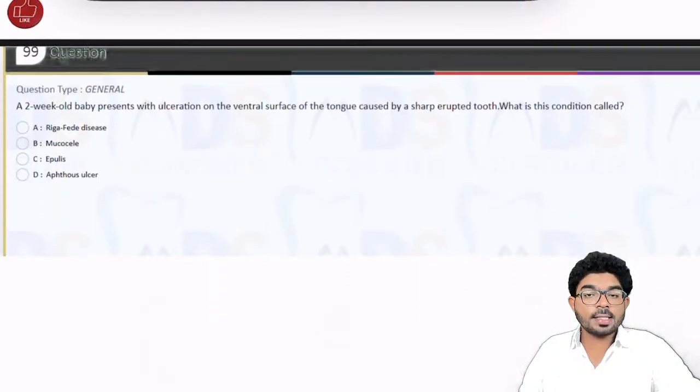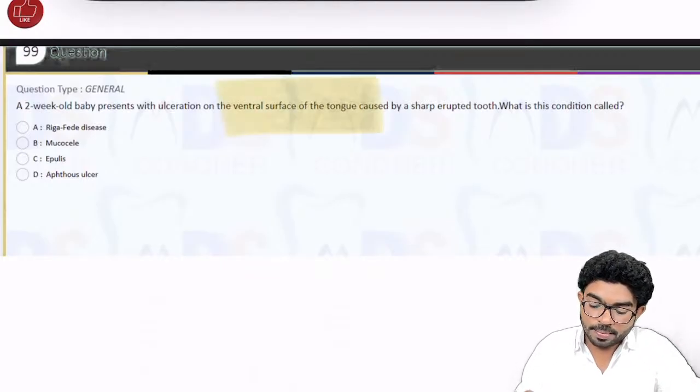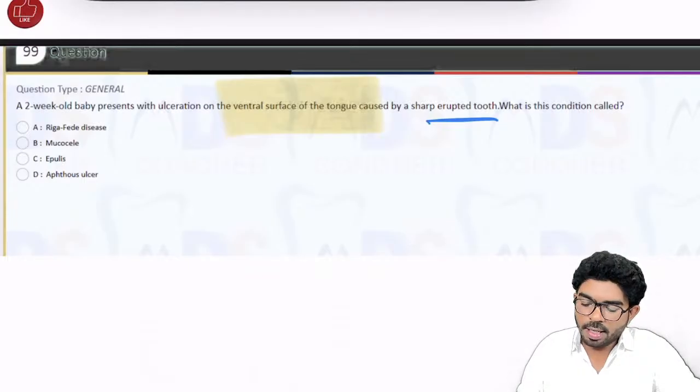Then comes the next one, question number 99. A 2-year-old baby presented with ulceration on the ventral surface of the tongue caused by the sharp erupted teeth. What is this condition called? This condition is basically called Riga-Fede disease.